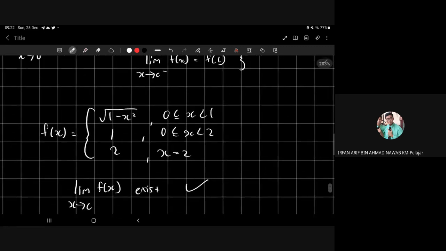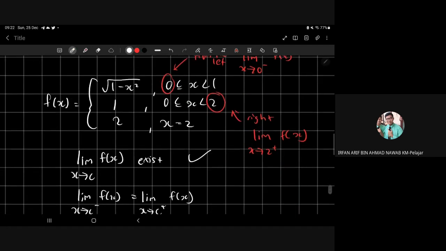So as you can see here, these are the endpoints. And from here, we know that this from the left doesn't exist. This from the right doesn't exist as well. Limit as x approaches 0 from the left doesn't exist, and limit as x approaches 2 from the right also doesn't exist. So what does this mean? What are the values of c where the overall limit exists?